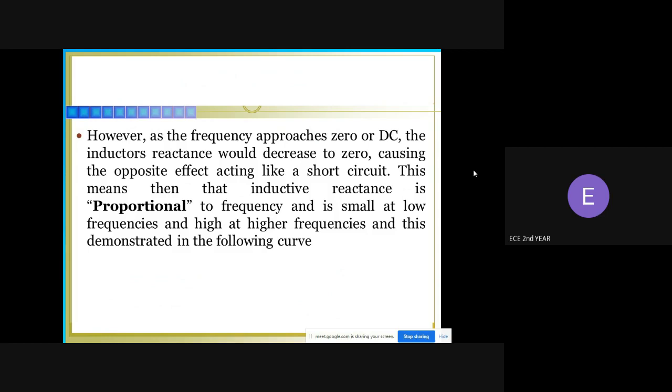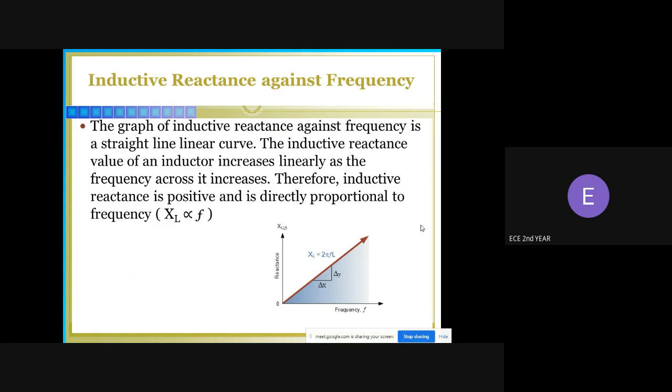Clear? However, when the frequency approaches zero or DC, the inductive reactance decreases to zero, causing the opposite effect, acting like a short circuit. This means that the inductive reactance is proportional to the frequency, small at low frequency and high at higher frequency, and this is demonstrated in the following curve. Here you can see the frequency and reactance. The graph of the inductive reactance against the frequency is a straight line, a linear curve.